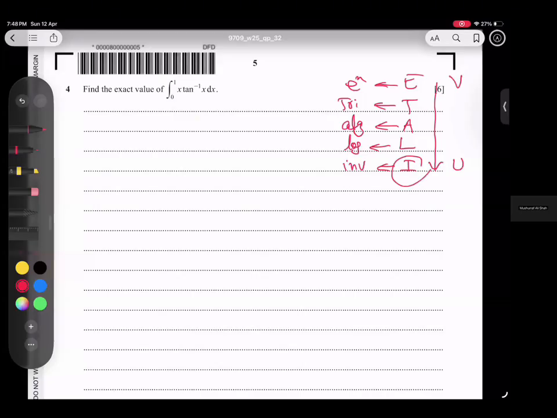So if it's ILATE, look carefully, inverse is at the bottom and algebra is above. So I must write U and V. How to write tan inverse? I'm writing tan inverse before and x later. It is not compulsory to show that order change, but you must write this as U and this as V. And what's the formula, students? We have UV. Get ready.